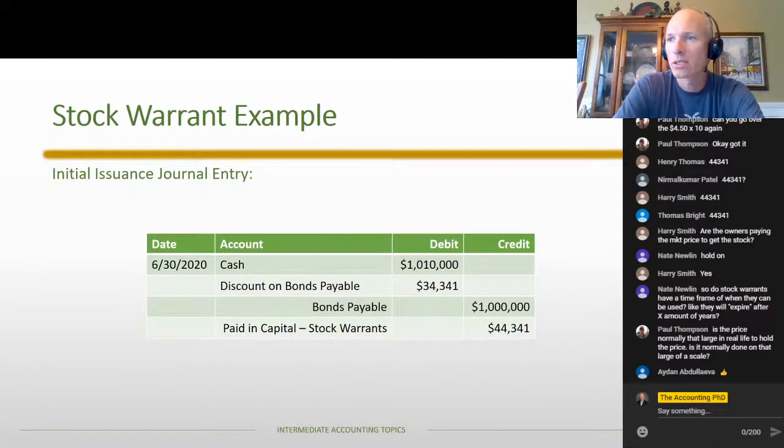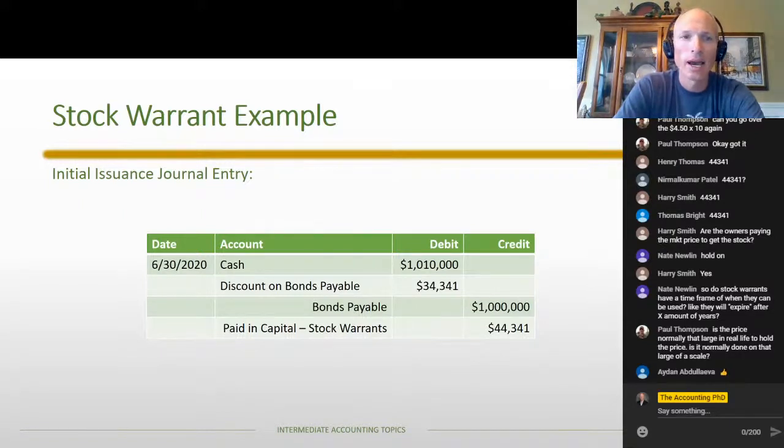And then Paul asks, is the price normally that large in real life to hold the price? Is it normally done on that large of scale? So when you talk about these issuances, whether or not the number of stock warrants is kind of realistic or not, honestly, I don't know.